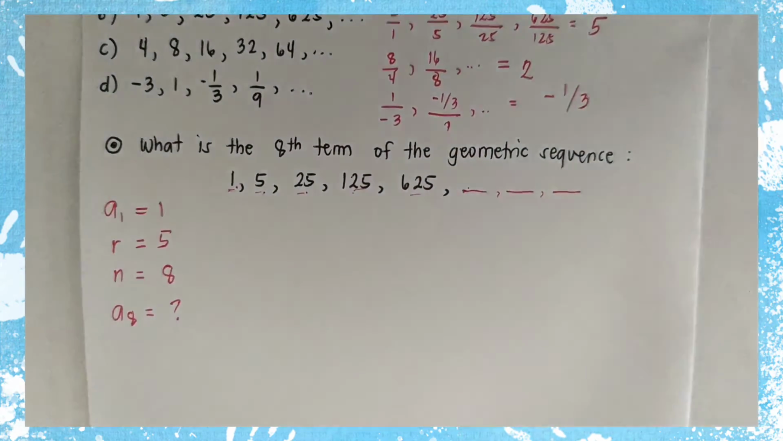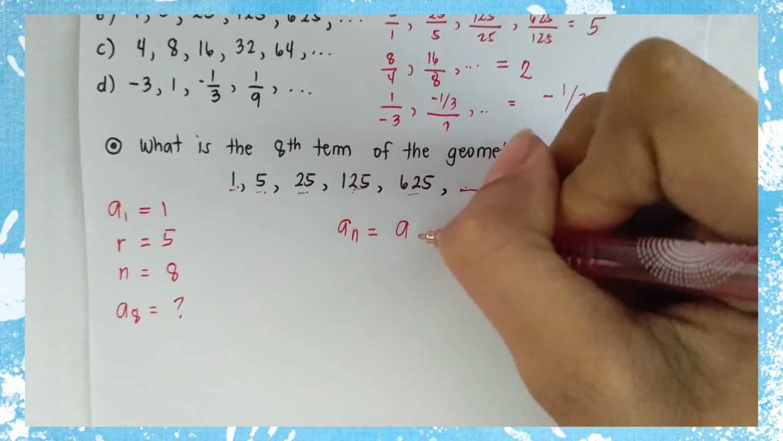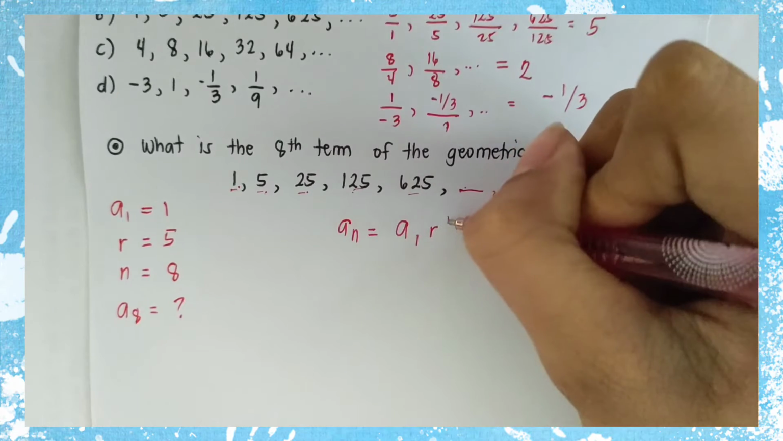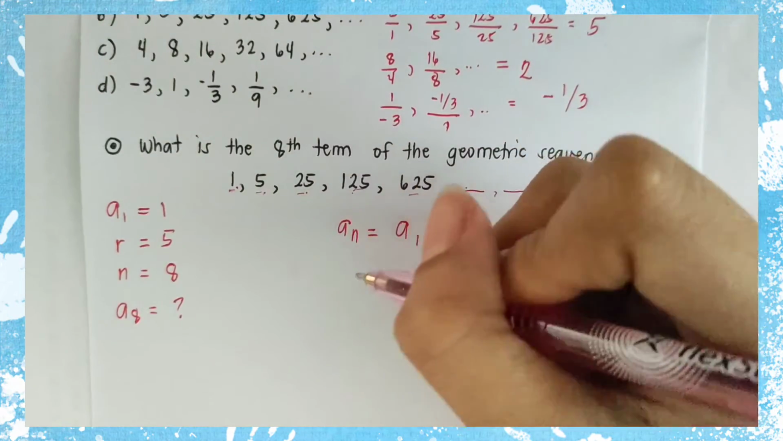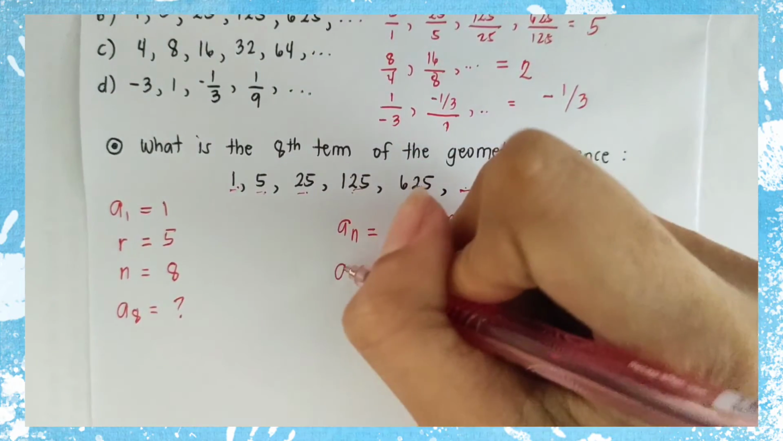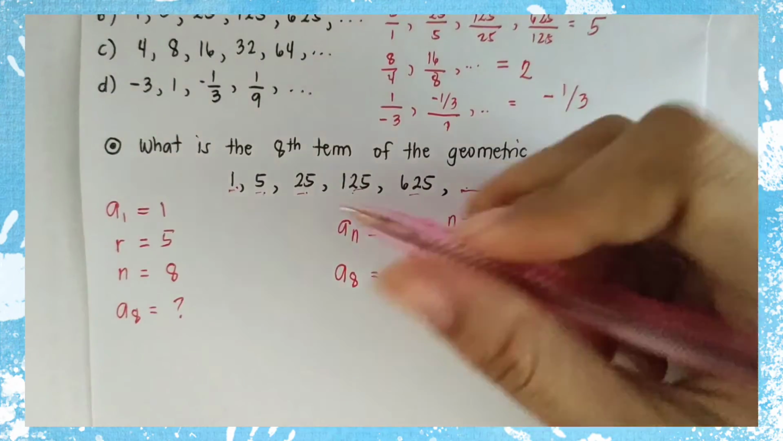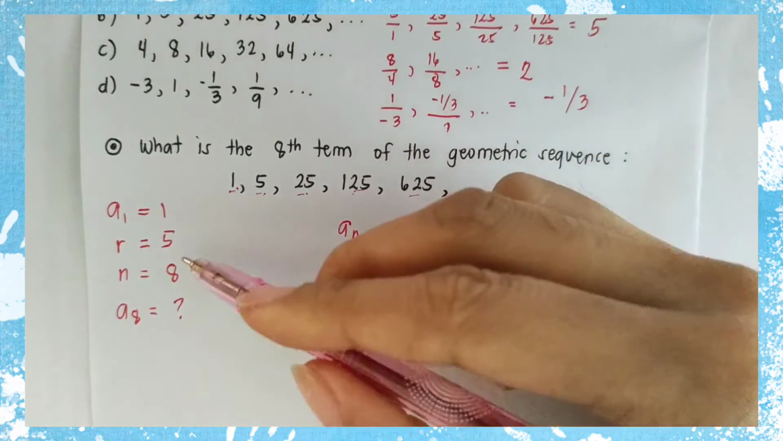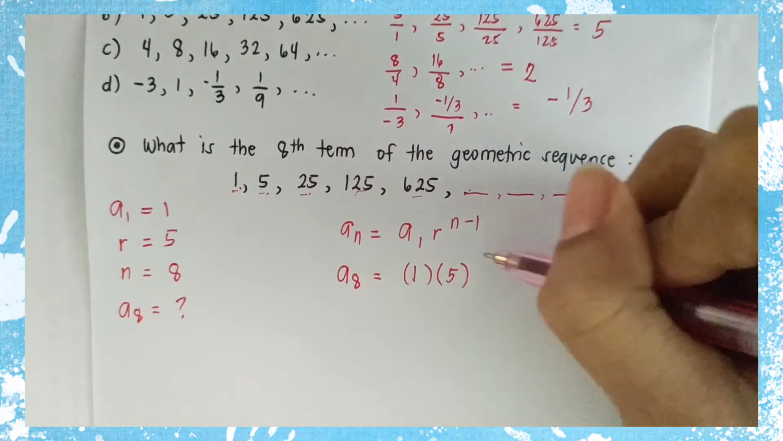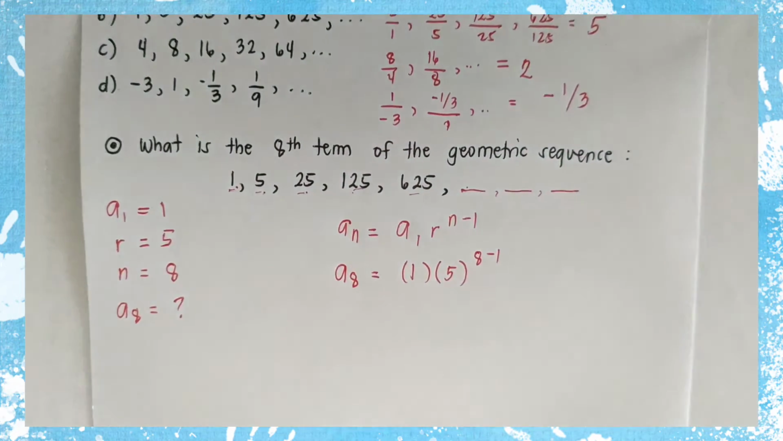Let's write a sub n is equal to a sub 1 times r raised to n minus 1. Let us substitute for the following values. A sub n here is the term that we are looking for, which is a sub 8, the 8th term. A sub 1 is 1. Your common ratio is 5. And then n is 8 minus 1.